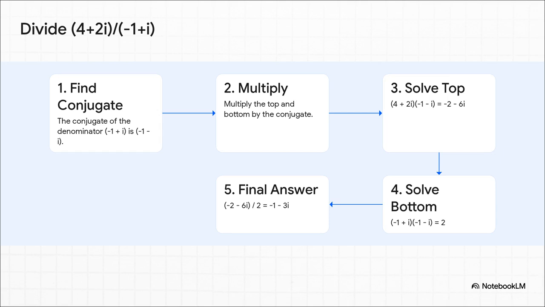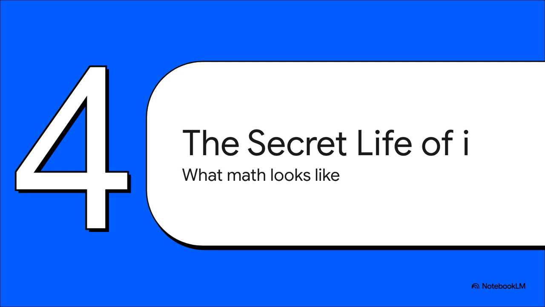Our problem is that -1 plus i on the bottom. So we find its conjugate, which is -1 minus i. Then we multiply both the top and the bottom of the fraction by that conjugate. On the bottom, poof, the i's vanish, leaving us with a simple 2. On the top, we just FOIL and simplify, which gives us -2 minus 6i. Now we can finally divide, and we get our clean answer, -1 minus 3i. Puzzle solved.